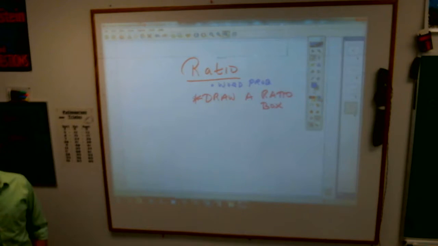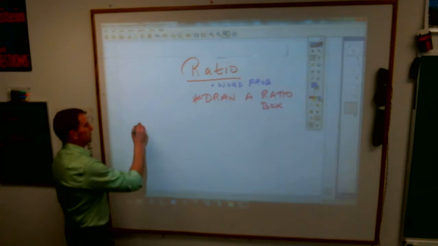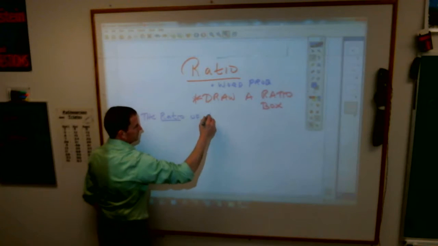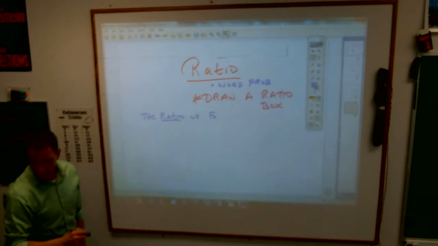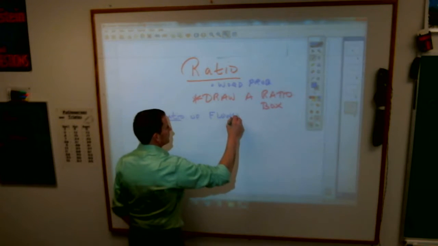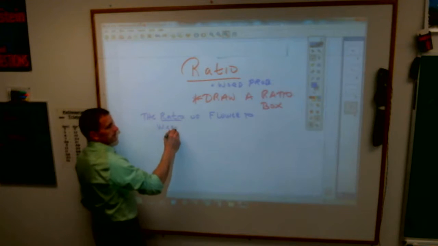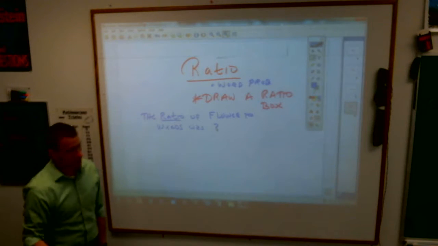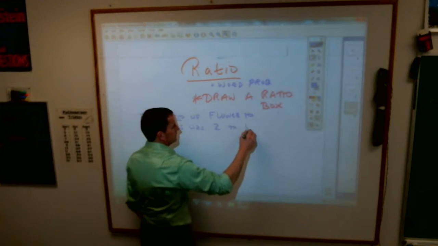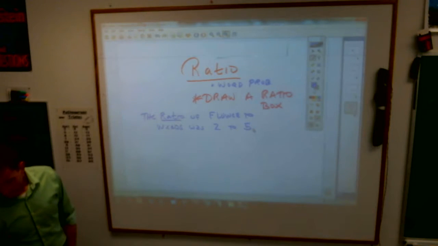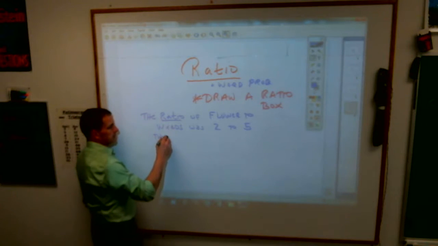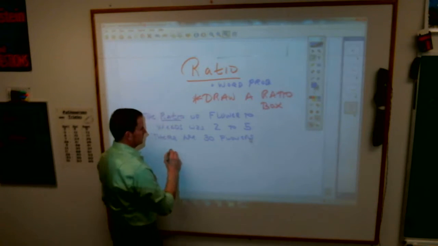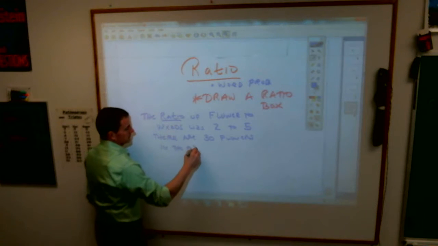And here's a problem. The ratio of flowers to weeds in the garden was 2 to 5. Notice that word ratio. Flowers to weeds was 2 to 5. There are 30 flowers in the garden.